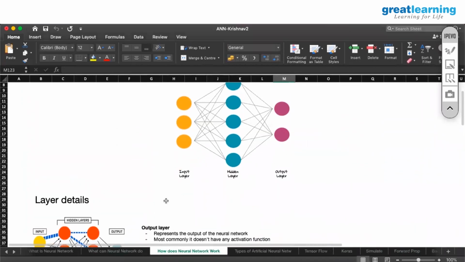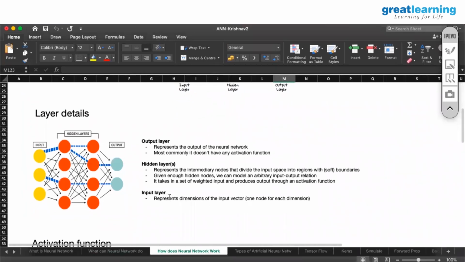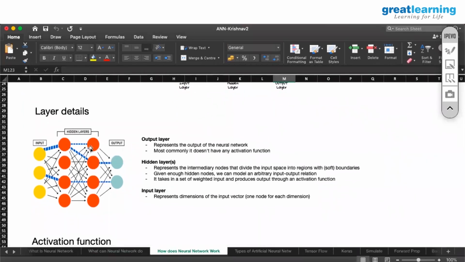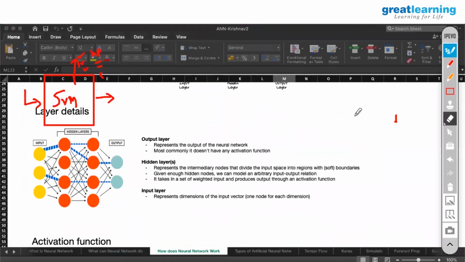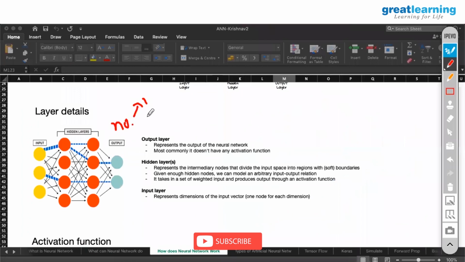Yeah, how does a neural network work? As I said, we have 3 layers: input, hidden, and output. So please remember, as we are talking about neural networks, the complete operation, whatever it is, should be in the form of numbers. No matter if we are dealing with image, voice, or text, whatever it is, number goes in, number comes out. So let's see how it is.